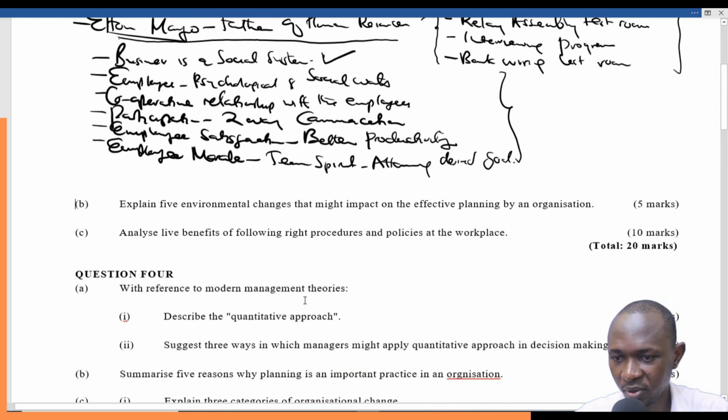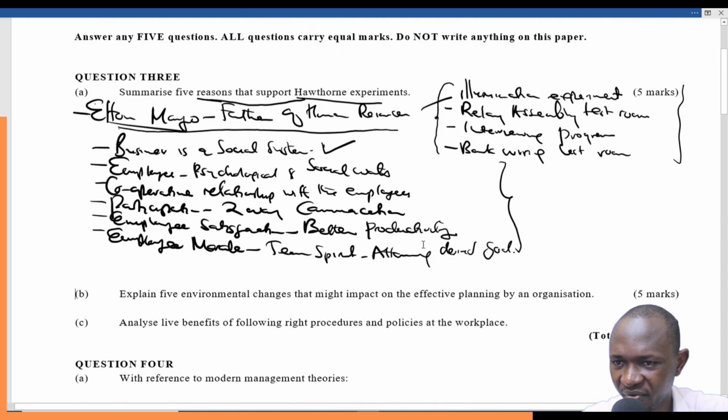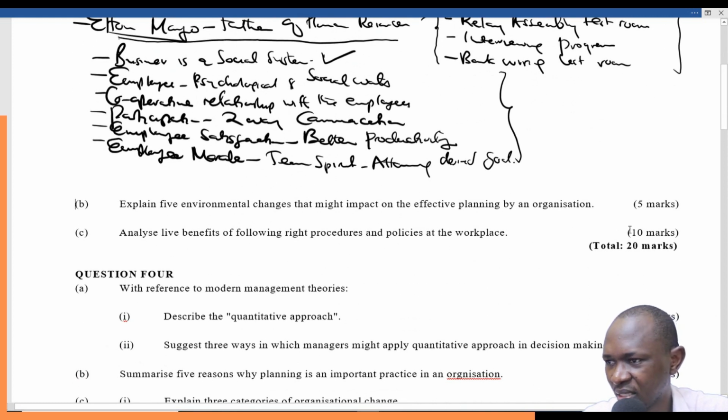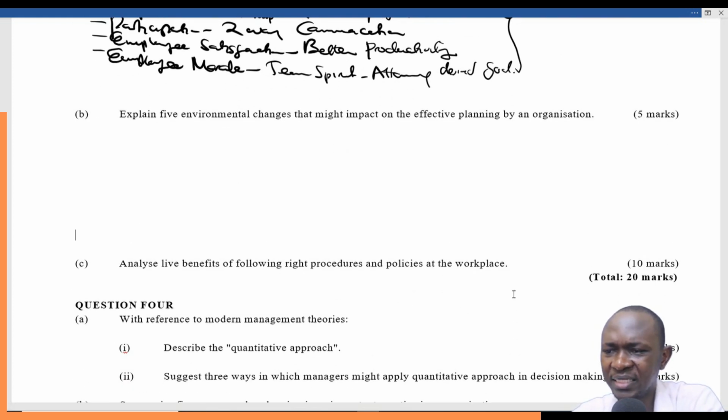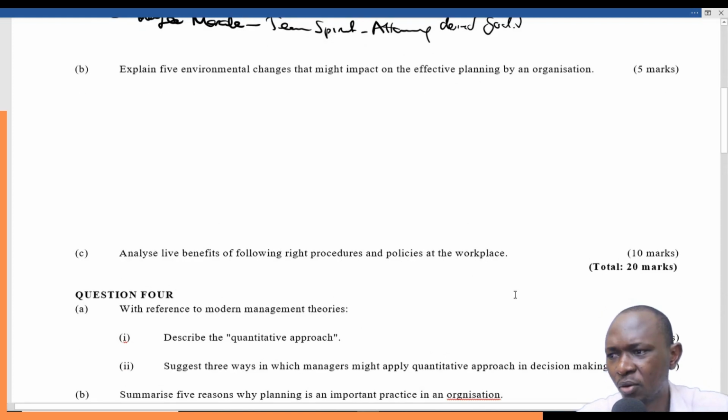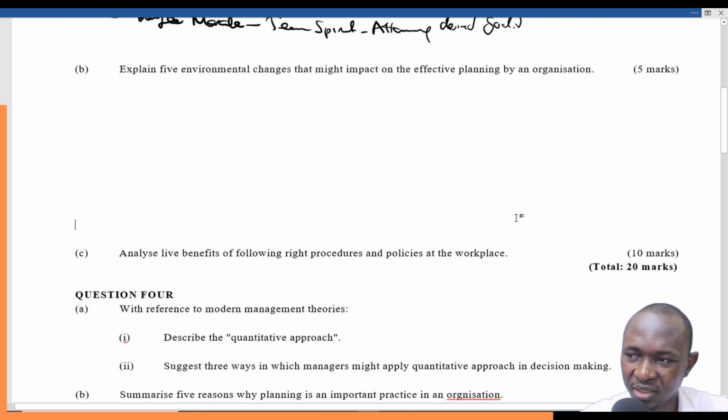So let's move to the next item. Just pick any 5. These are around 6 or 7. So let's go to the next item. The next item is: explain 5 environmental changes that might impact on the effective planning by an organization.